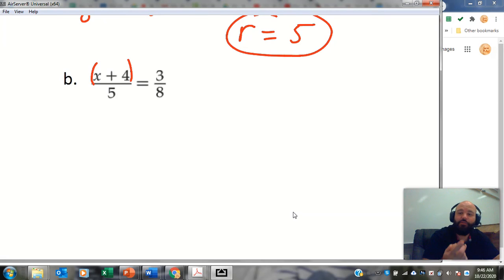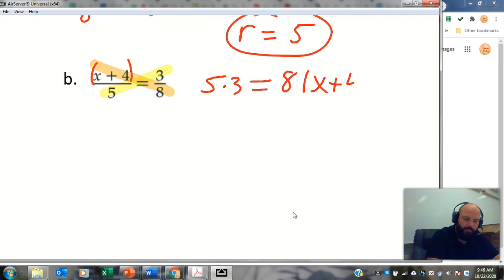So I'm going to, again, do cross products. We'll start with the 5 times 3. I'm not going to use the x. I'm going to use 5 times 3. And then we're going to set that equal to the cross products in the other direction, which is this. And this is why you need your parentheses now. Because when you do the quantity of x plus 4 times 8, it looks like this. And you need to have parentheses there because that 8 is going to distribute to both things.